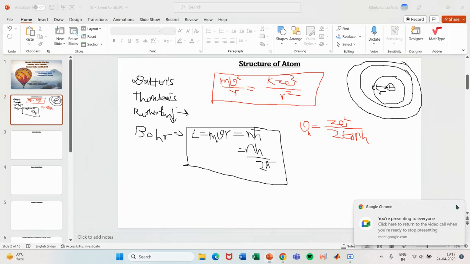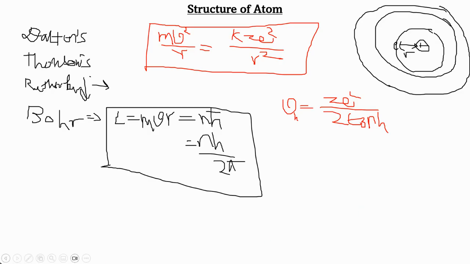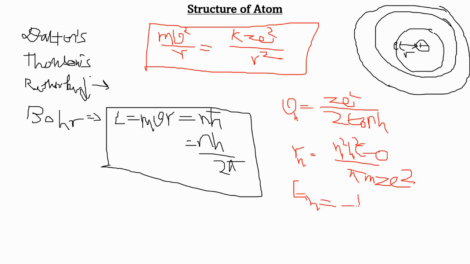Z square by 2 epsilon 0 NH, and similarly the radius of the nth orbit Rn was n square h square epsilon 0 by pi m Z e square, and the energy is minus 1 by 8 m Z square e4 by n square h square epsilon 0 square.